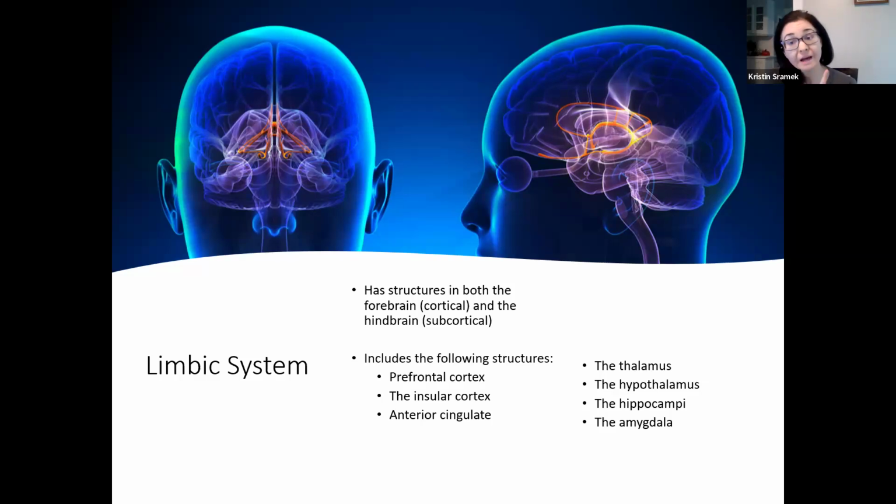Then we have the hippocampi, which you should know by now is where we have the formation of long-term memories. And we have the amygdala. The amygdala are often associated with fear, but it's really arousal. Anything that makes you aroused, it can be good or bad, but being in an aroused or excited state arises from the amygdala.